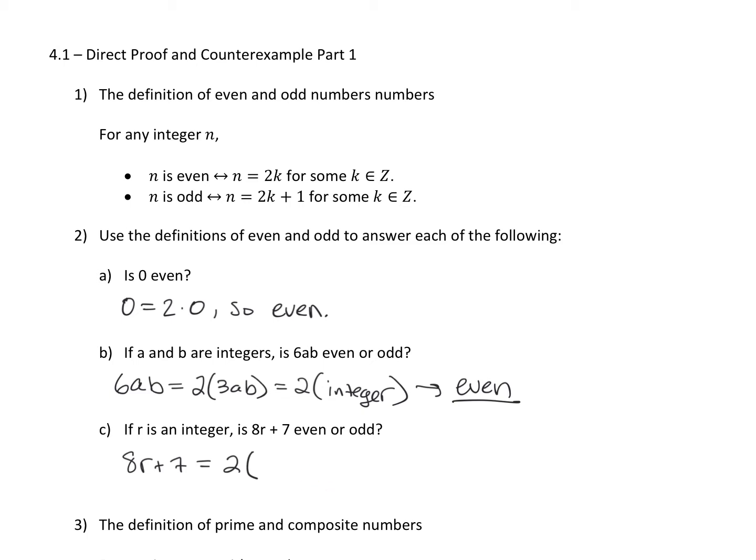So I'm going to put a 3 so that I have 4r plus 3. Now when I distribute that, you get 8r plus 6, right? So not quite this. 8r plus 6 is not quite 8r plus 7. I still need to add 1. So this is 2 times an integer, 4r plus 3 would be an integer, plus 1. 2 times an integer plus 1, that is odd.